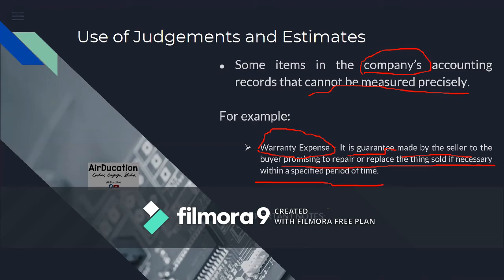Another important note about the use of judgments and estimates is that the use of accounting estimates cannot be abused. Why? Because we might say, oh, we can just estimate the account, so we no longer need to record anything. It's not like that, because again, the use of judgments and estimates is only for accounts or items in the company that cannot be measured precisely. Purposely overestimating expenses just to avoid large taxes to the government is not legal at all. So we should not abuse the use of judgments and estimates.